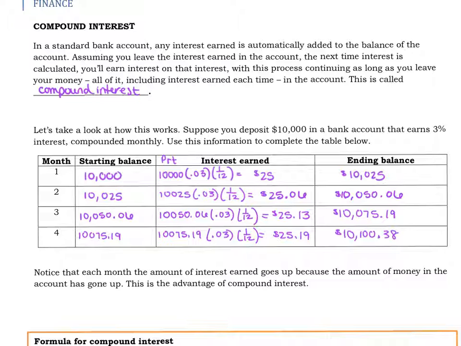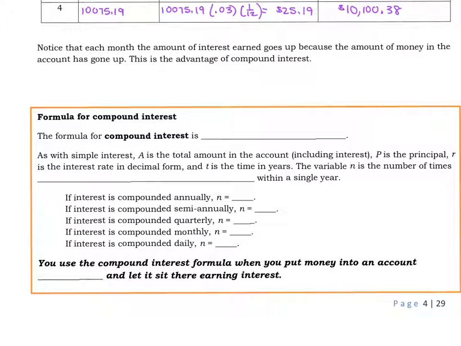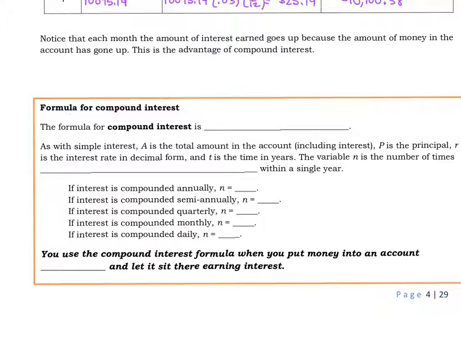Now, the whole thing about this compound interest is clearly we don't want to use a table like this if we want to say like, hey, how much would be in my account if I left my money sit there for 10 years? That would be 120 months, and that's way too long to have a table. So there is a formula for compound interest, and it is as follows. A equals P times the quantity 1 plus R over N raised to the N times T power.